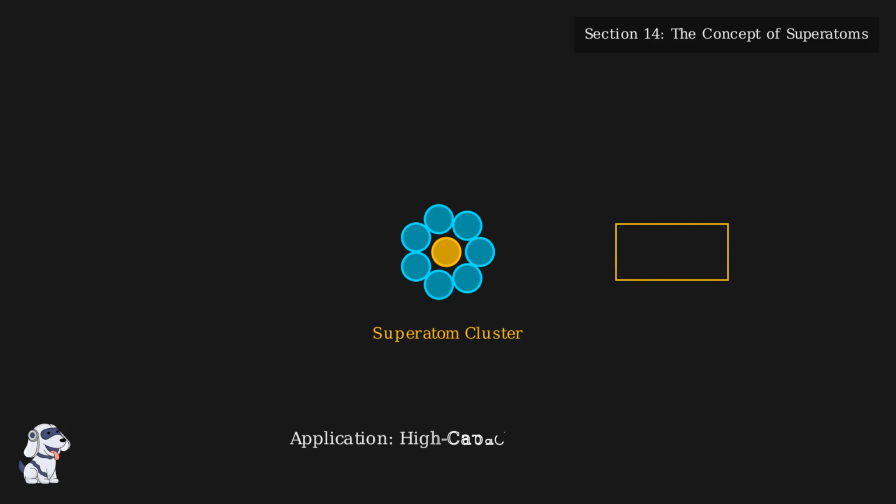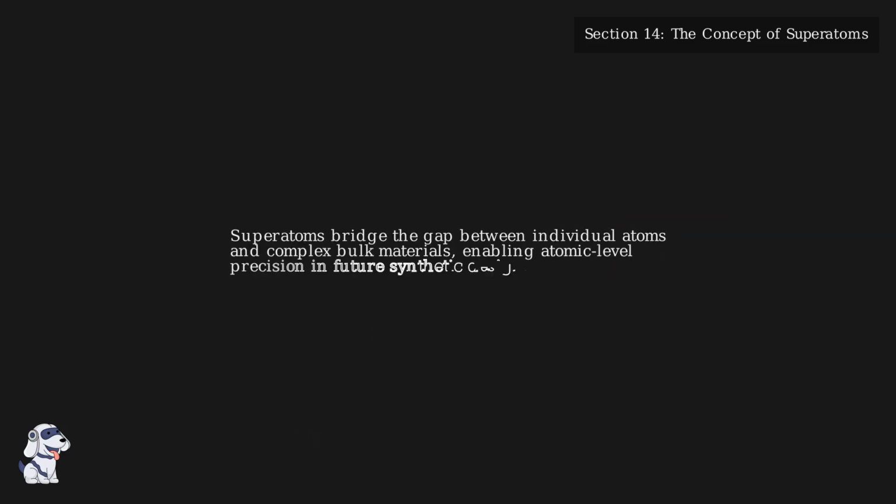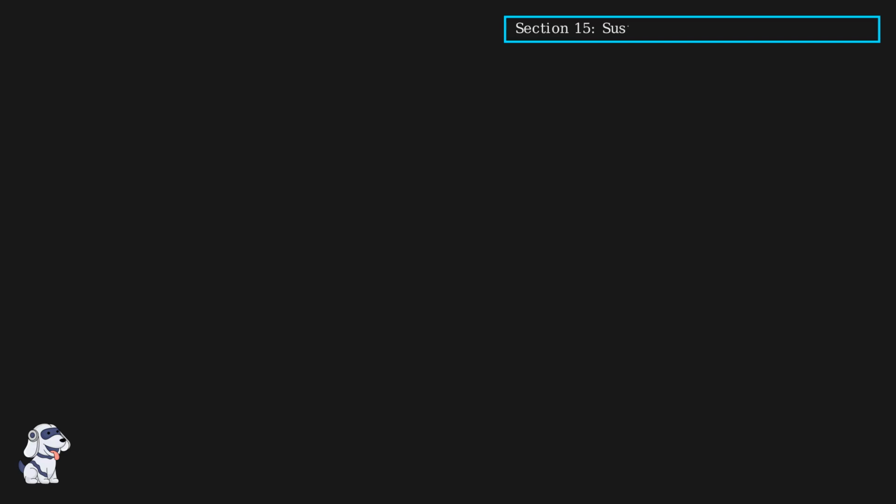These materials are highly sought after for next-generation energy storage. By replacing rare earth metals with superatom-based electrodes, we can create batteries with higher capacity and improved sustainability. In essence, superatoms bridge the gap between individual atoms and bulk materials, granting us atomic-level precision to design the next generation of high-performance chemical compounds.